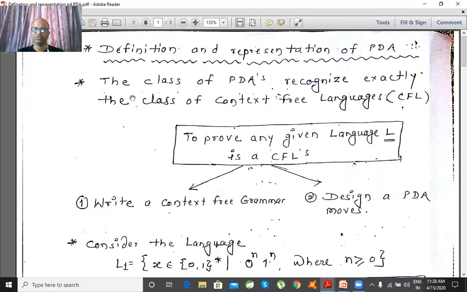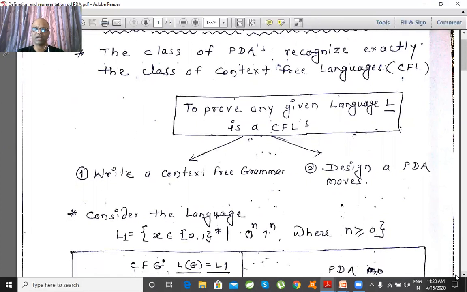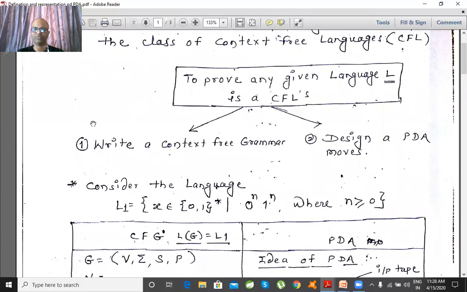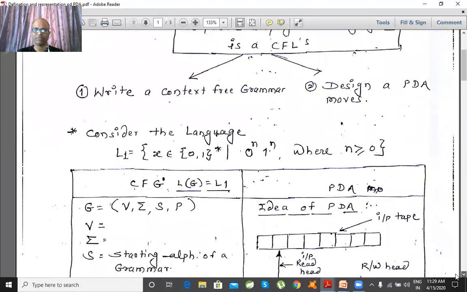So the class of PDAs recognizes exactly the class of context free languages. To prove a particular language as a context free language, I have two mechanisms. One of them is to write a particular context free grammar, which we have already discussed. Now today we'll see how we can design PDA moves to represent context free languages. In this mechanism, we'll just take a simple example first.